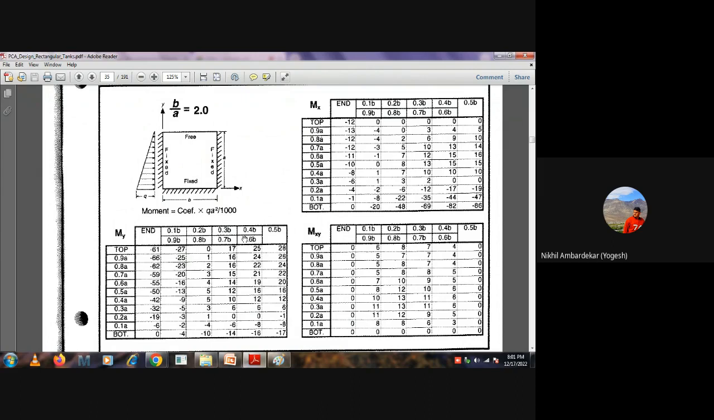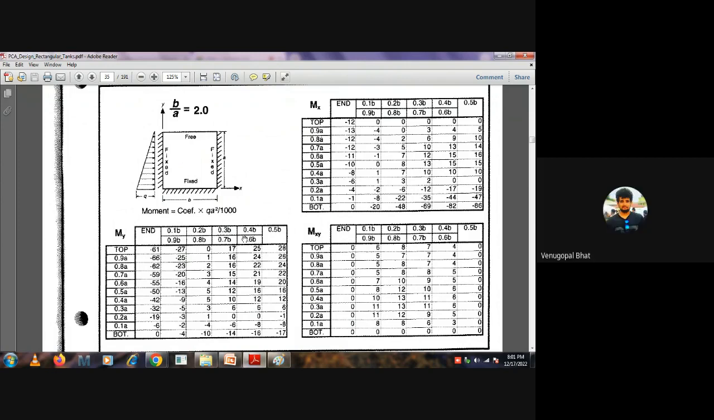Suppose you want to do tank analysis based on the US code, you cannot use the IS code tables, correct? But definitely you can use this one, because these tables are irrespective of design codes, and these are only coefficients without any unit. Maybe you can use it for the feet-inch method, you can use it for meters also.